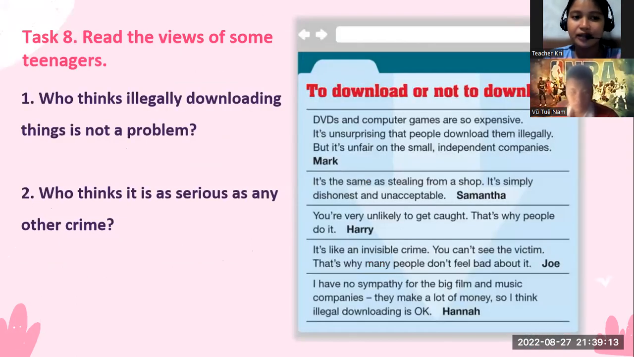So task number 8, read the views of some teenagers. Okay, so let's read the words. To download or not to download. Okay, so let's read it one by one. Now please repeat after me. Let's start from the title. To download or not to download. Okay, please repeat after me. To download or not to download. All right, now can you see it? Yes, teacher.